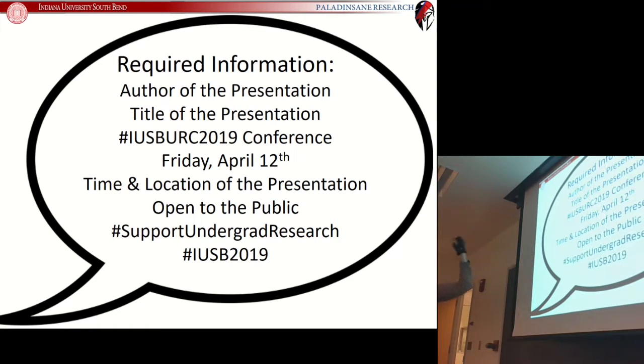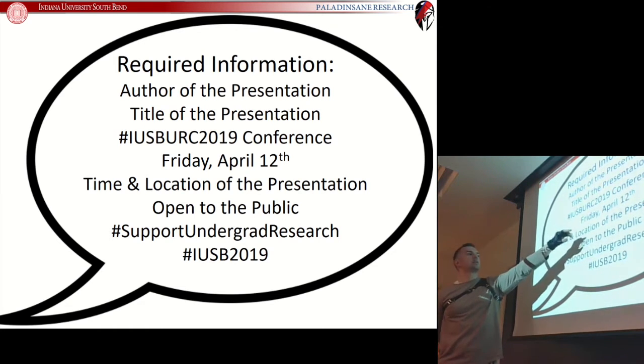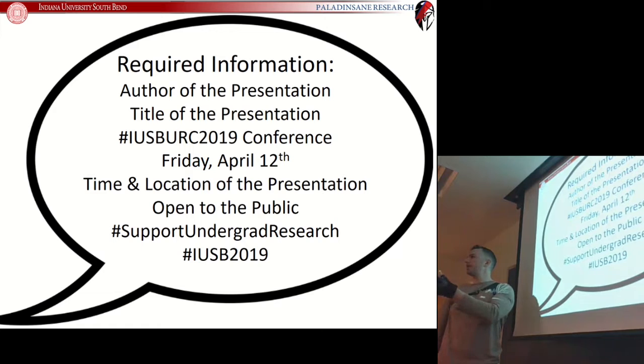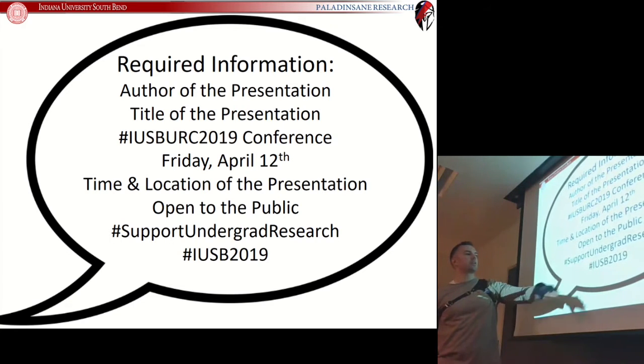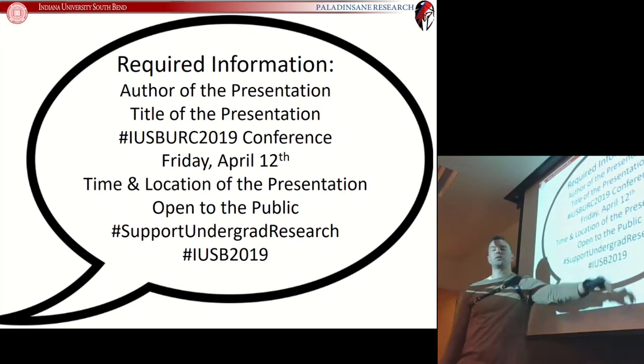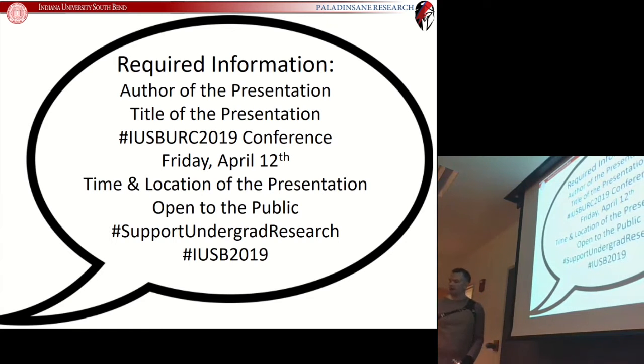You want the author of the presentation, the title of the presentation, and the IUSB URC 2019 hashtag. That's for the conference, Friday, April 12th, plus the time and location of the presentation. Indicate that it's open to the public. A lot of the public doesn't know that they can come. High school students can come to this if they can make it out. Then use the hashtag support undergrad research, and hashtag IUSB 2019, and let's see if we can get some of these picked up by the official IUSB Twitter account.